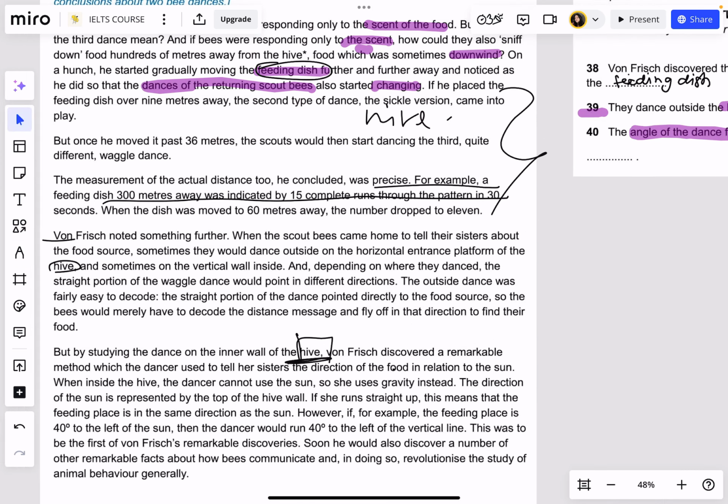Von Frisch noted something further. When the scout bees came home to tell their sisters about the food source, sometimes they would dance outside on the horizontal entrance platform of the hive, sometimes on the vertical wall inside. And depending on where they danced, the straight portion of the waggle dance would point in different directions. The outside dance was fairly easy to decode.